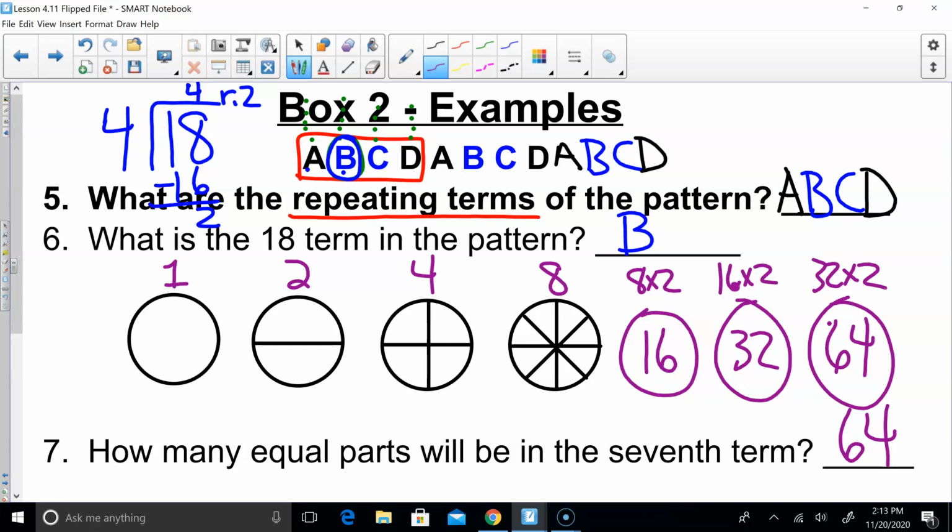So you can pause this video right now, think about what repeating terms and repeating patterns mean, think about the different strategies you use to find a term in a pattern, and how to find equal parts in a term.